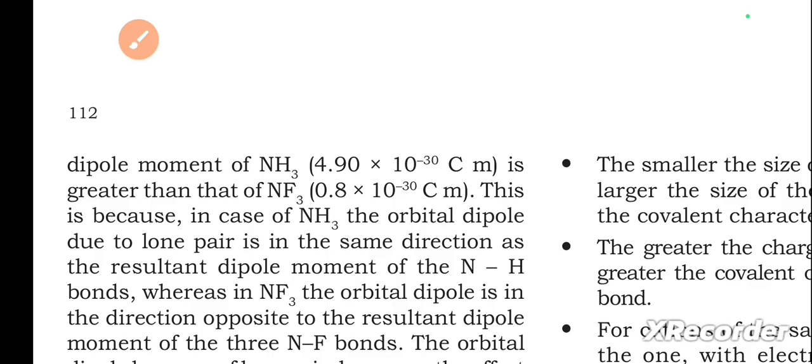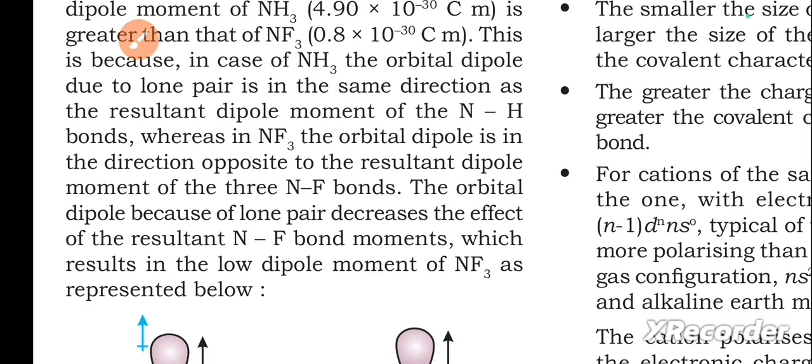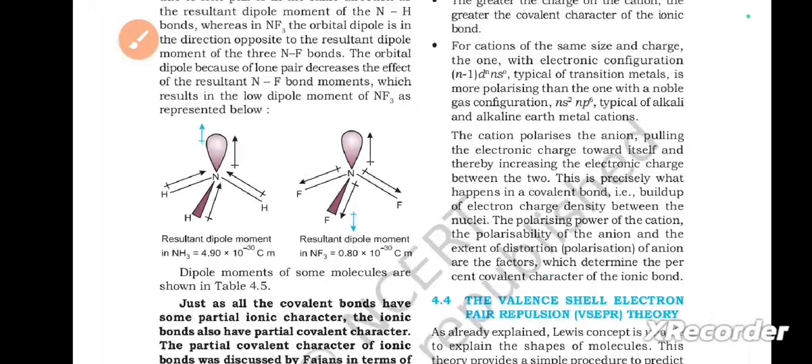This is because in the case of NH3, the orbital dipole due to the lone pair is in the same direction as the resultant dipole moment of the NH bonds, whereas in NF3, the orbital dipole is in the direction opposite to the resultant dipole moment of the three NF bonds. The orbital dipole, because of the lone pair, decreases the effect of the resultant NF bond moments, which results in the low dipole moment of NF3, as represented below. You can check the figures here.